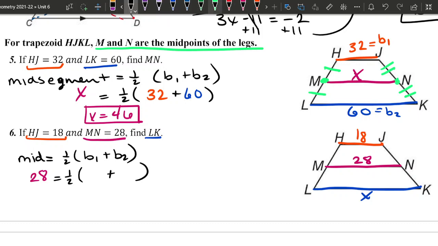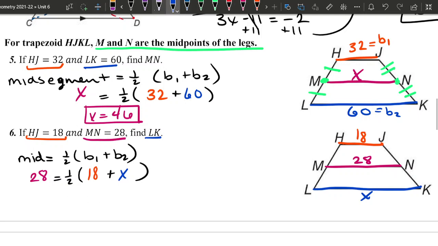B1, again, I'm just going to stick with the top piece. It doesn't matter which one's which. It's 18. And B2 is my bottom piece. That's X. So now X is inside parentheses. It looks like it's the same kind of problem, but it's the same formula. It's just a different kind of problem. So make sure you don't just take the two numbers and plug it in for B1, B2. You put them in the right places.